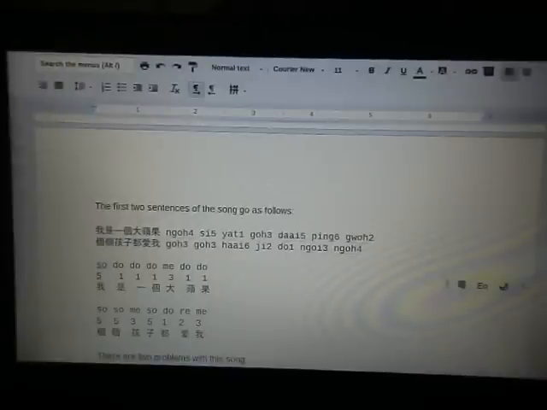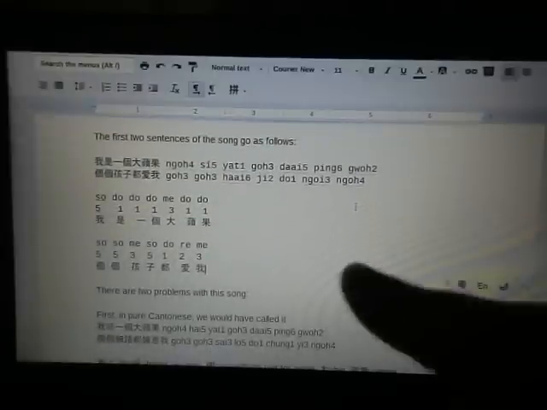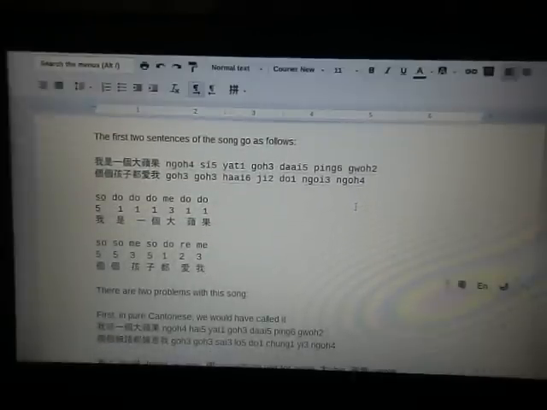So the song goes like this. If you know how to play guitar or piano, you can actually play it. So do mi do so mi so do re mi. So do mi do so mi so do re mi.